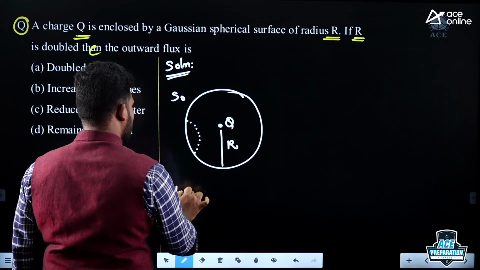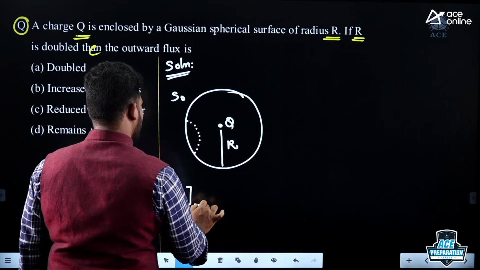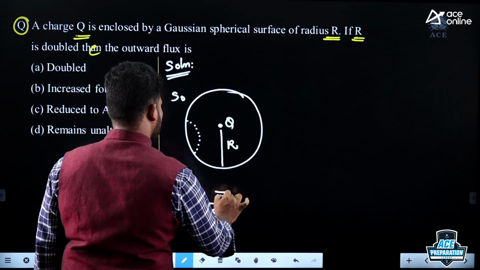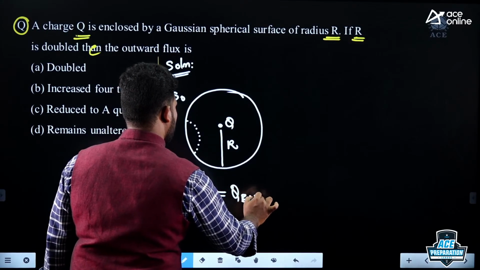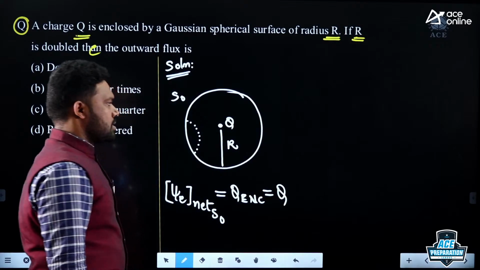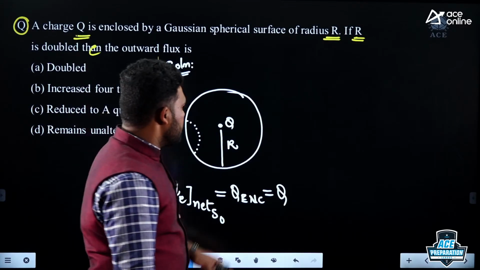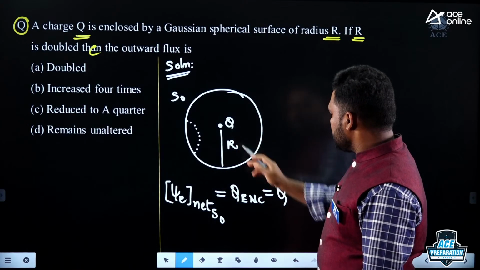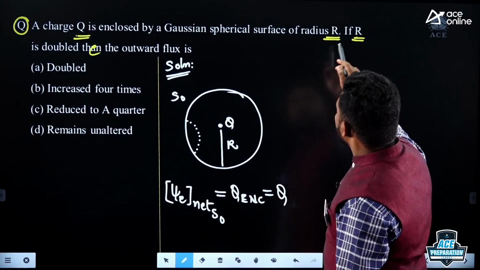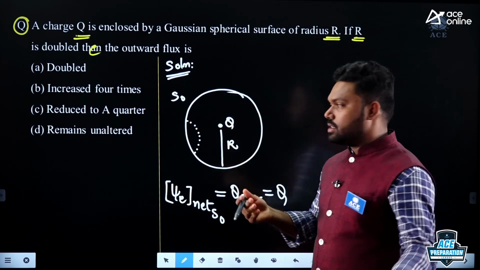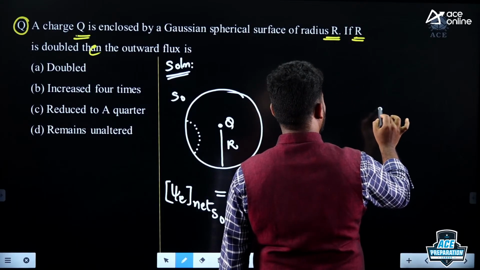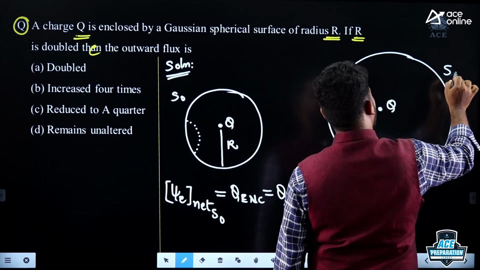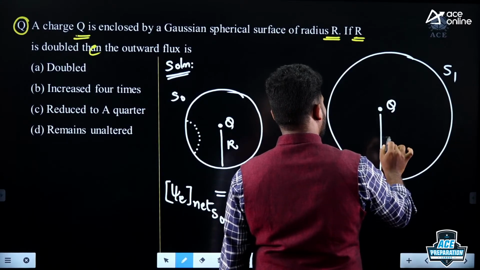So what is the net electric flux coming from the S0 surface? The net electric flux from the S0 surface is equal to the charge enclosed, which is equal to Q. Clear? Now let us consider one more case. The net flux is the charge enclosed, that is Q. Now if r is doubled, that means the radius is doubled, it is asking what is the new flux. Let me call this the S1 surface. It has a radius 2r.